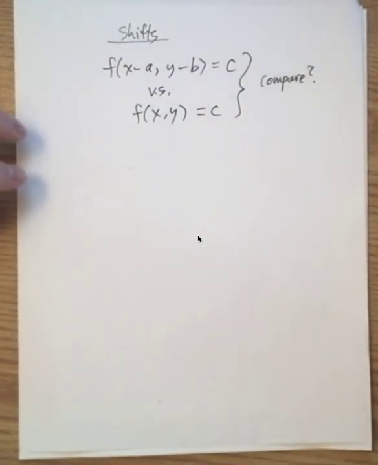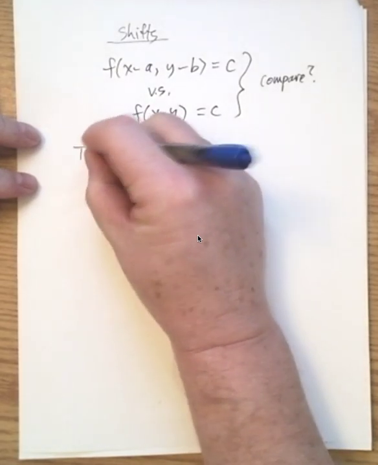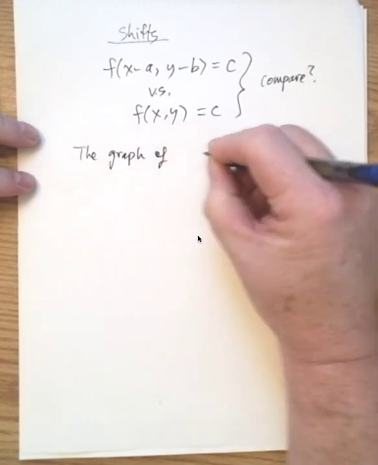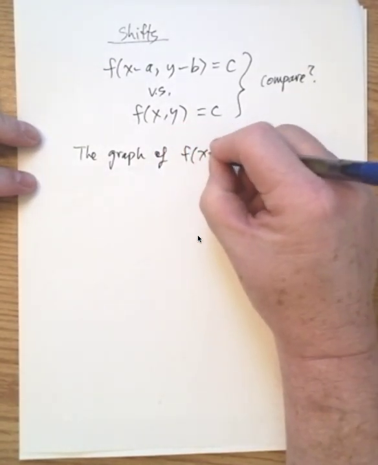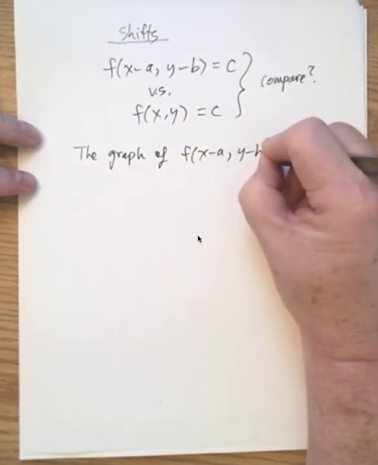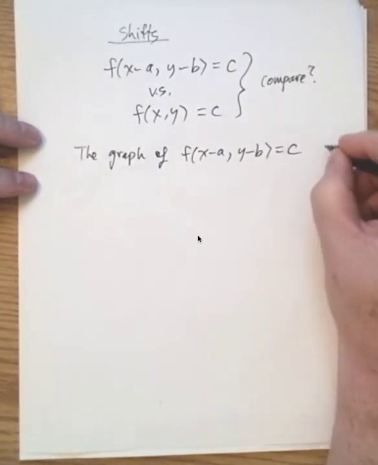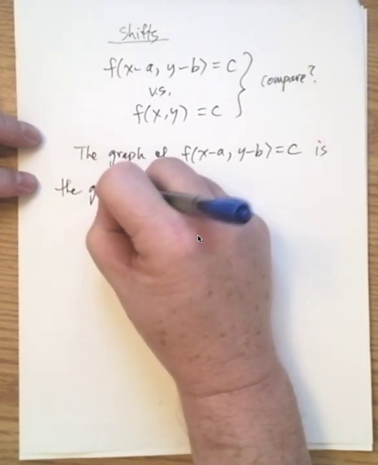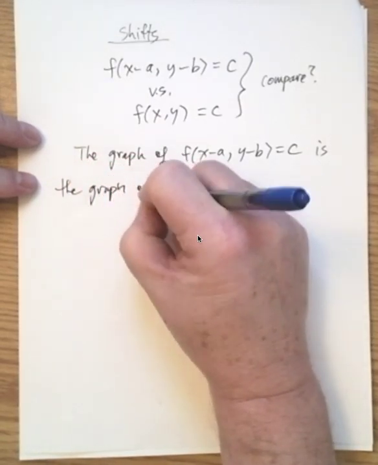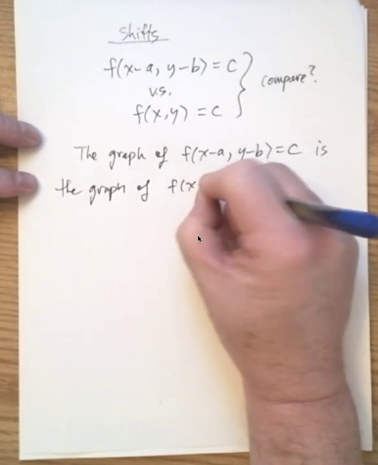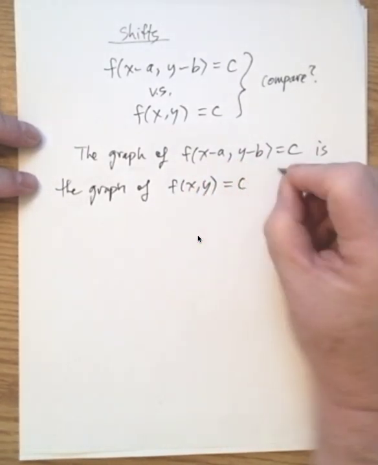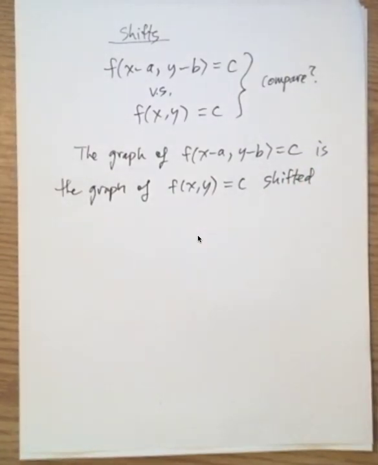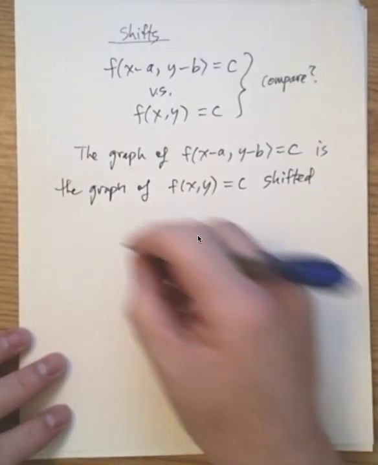Anyways, do you remember what we said here? The graph of the first guy, f of x minus a, y minus b equals c, is the graph of f of xy equals c shifted. Now I'll expect you guys to know this when it comes to that quiz.